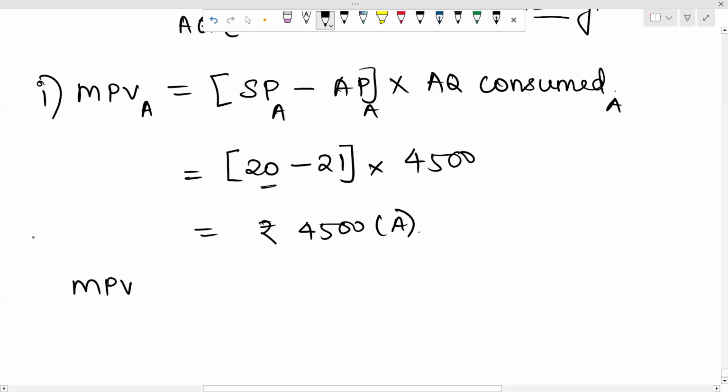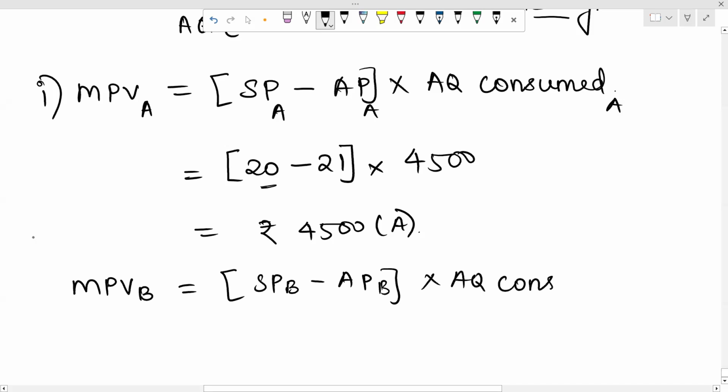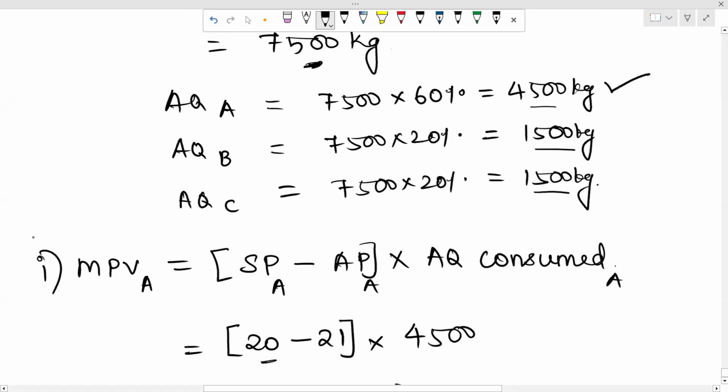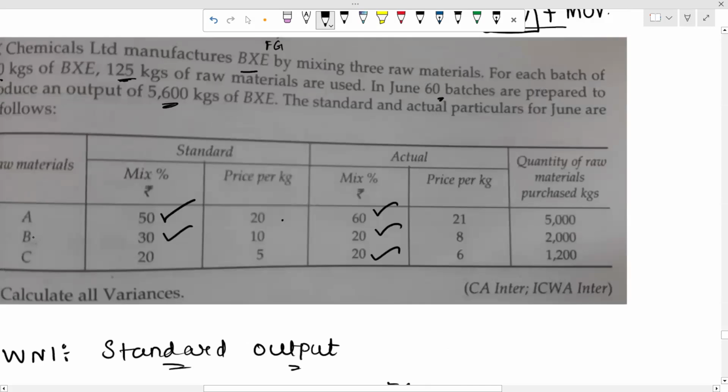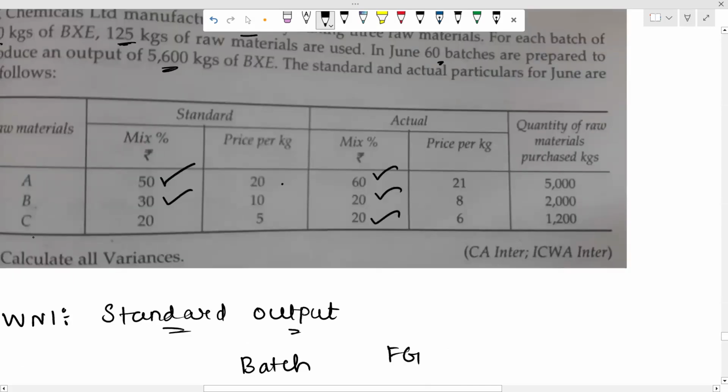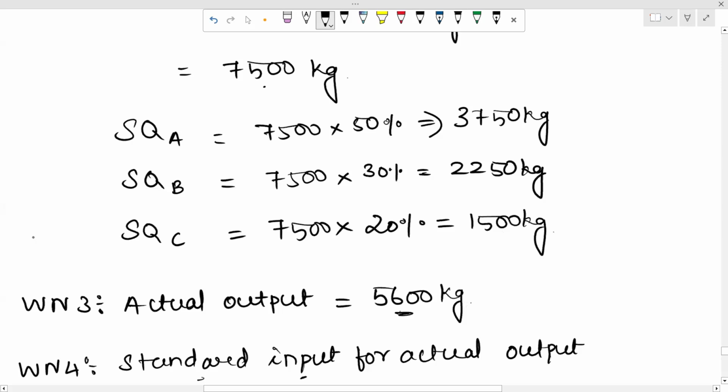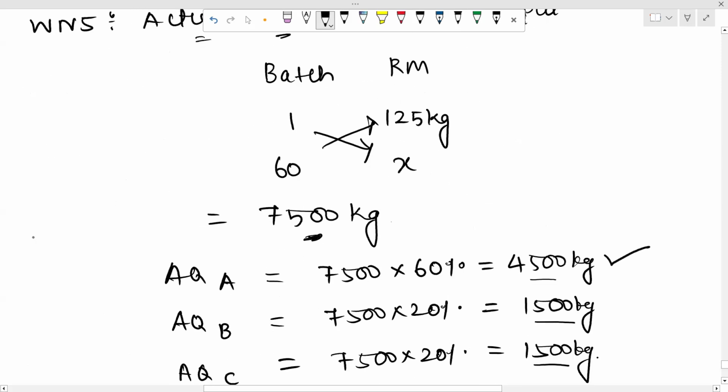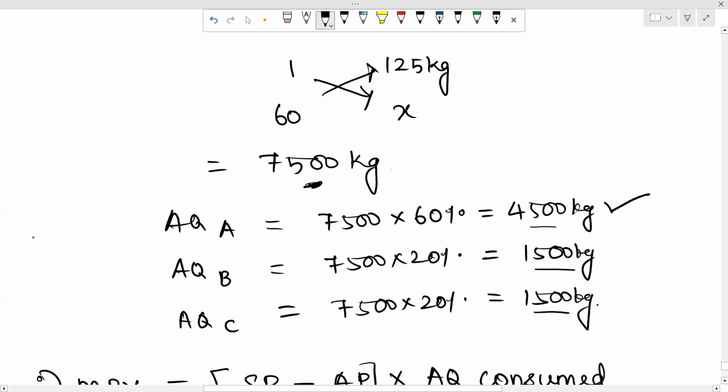Similarly, material price variance for raw material B is standard price of B minus actual price of B into actual quantity consumed of raw material B. So standard price of B given in the question is rupees 10, actual price is 8, and actual quantity consumed is 1,500.